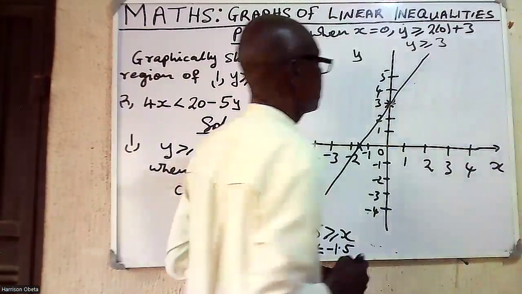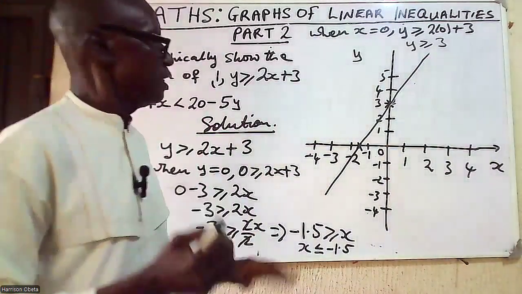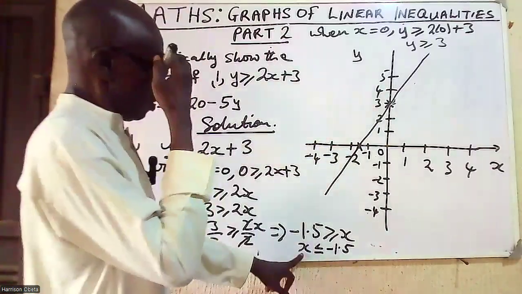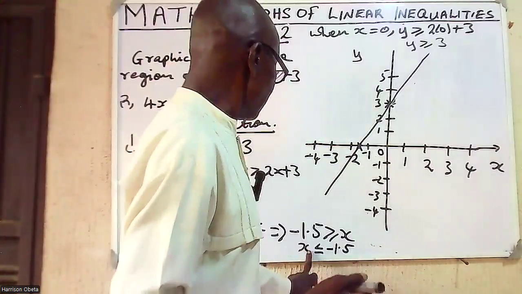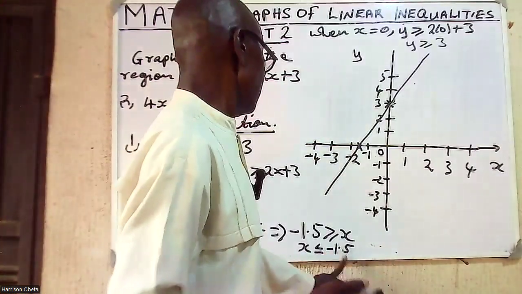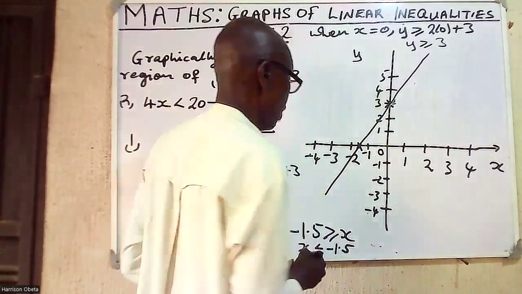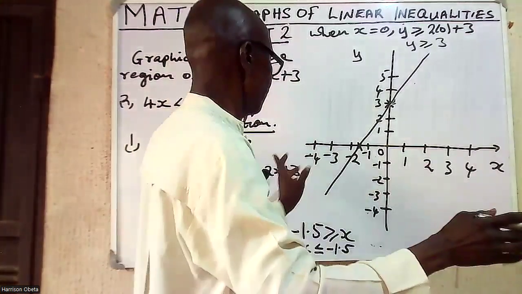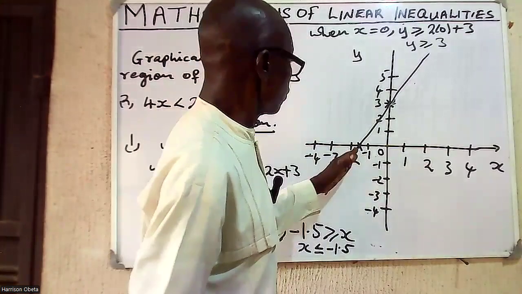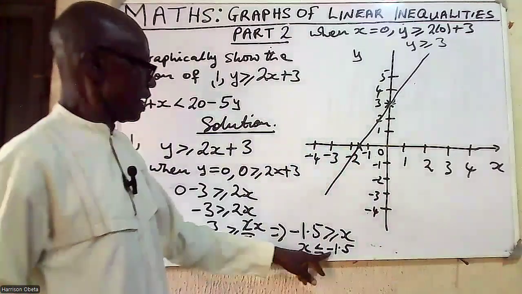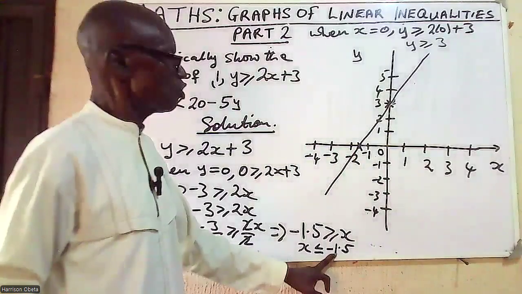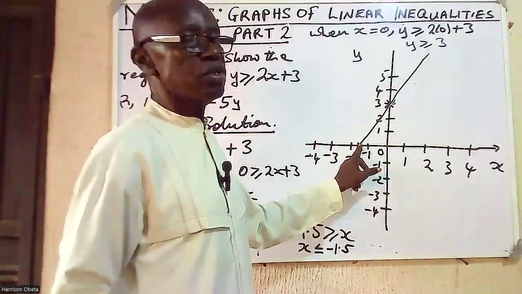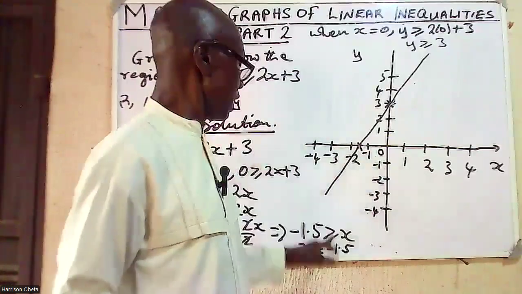But the question now is, which region are we supposed to shade? Is it to our right or to our left? You will go back to this value. Here, if x is less than or equal to minus 1.5, where will the values be? The values should be to the left because all the values here are smaller than minus 1.5. So your shading should start from minus 1.5 to the left, because the values here are smaller than that.